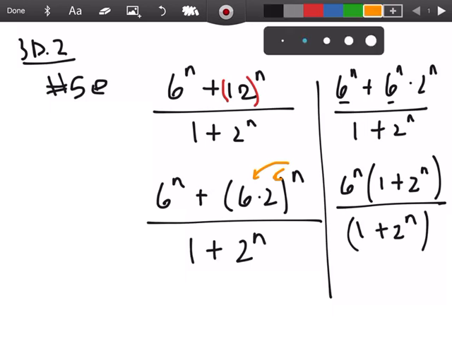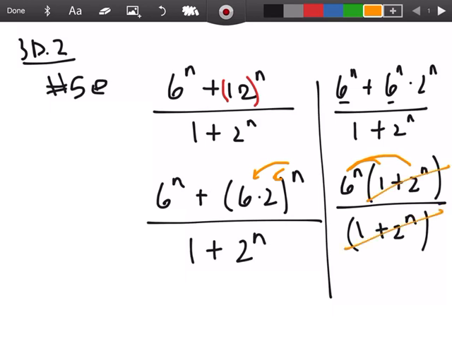That's 6 to the nth. If I were to go back in, it would multiply each one and would come back to what it was on top. And then these two are going to cross off. So your final answer is going to be 6 to the nth. So there you go. That's 5e.